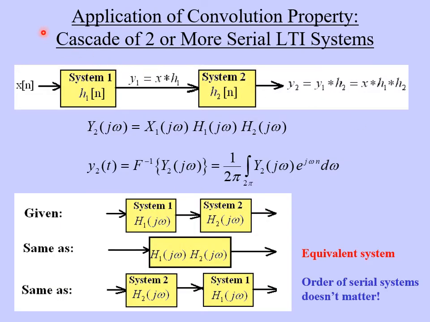So here's one application of the convolution property, and again, this is similar to what we did in Chapter 4. If we have two systems in cascade architecture or series architecture, in other words, we have one subsystem called System 1, and it's connected to subsystem 2. System 1 has an impulse response h1, and System 2 has an impulse response h2.